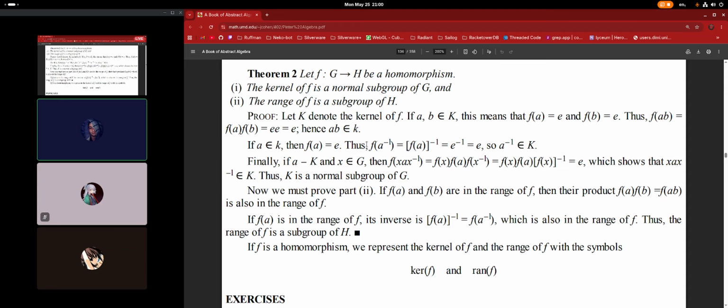Thus, because of the theorem from before, if we grab the F of the inverse of A, we're going to get this thing, which is going to be equal to that, which is going to be equal to that, which means that the inverse of A is also in K. Good so far as well.